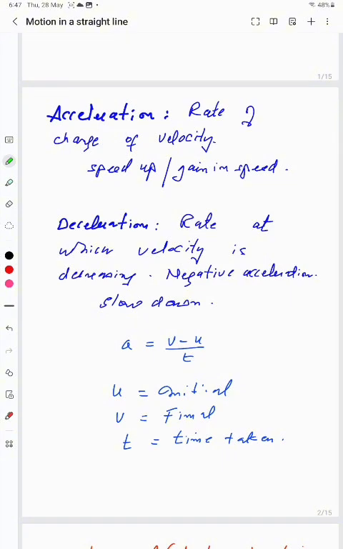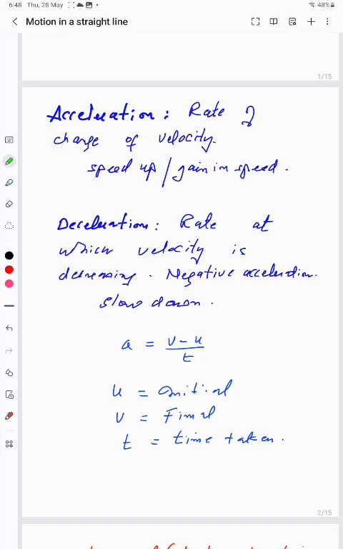Acceleration is a rate of change of velocity. When an object is speeding up, meaning gaining speed, then we can say the object is accelerating. Deceleration is again a rate at which velocity is decreasing. In deceleration, the object is losing speed, slowing down, and it's the same thing as acceleration, but in this case the object is slowing down. You can call it negative acceleration.